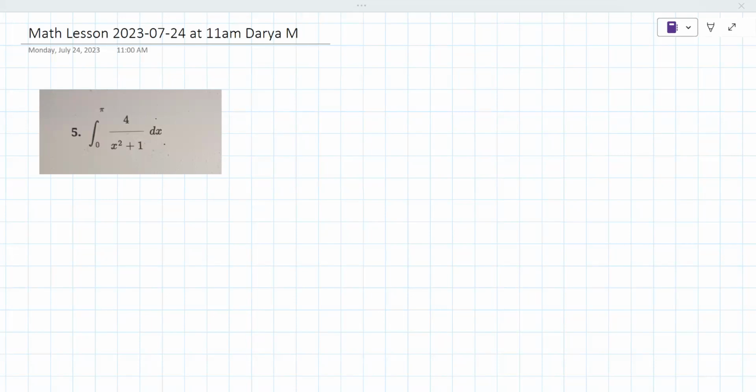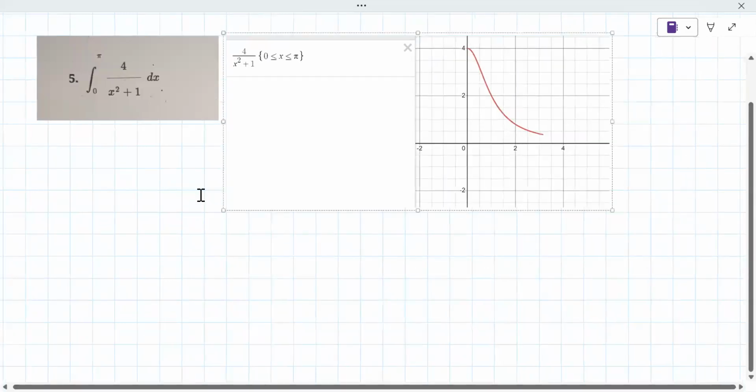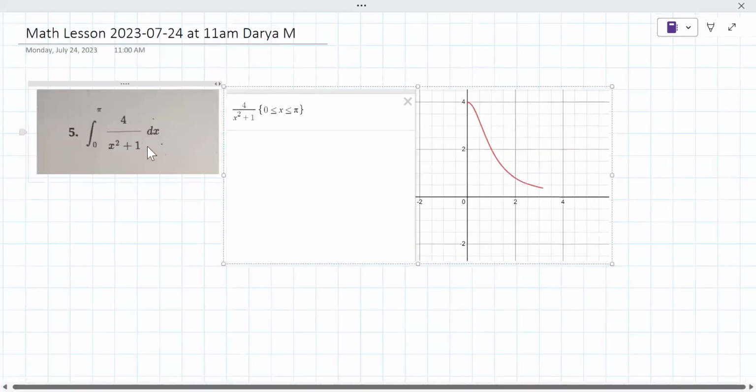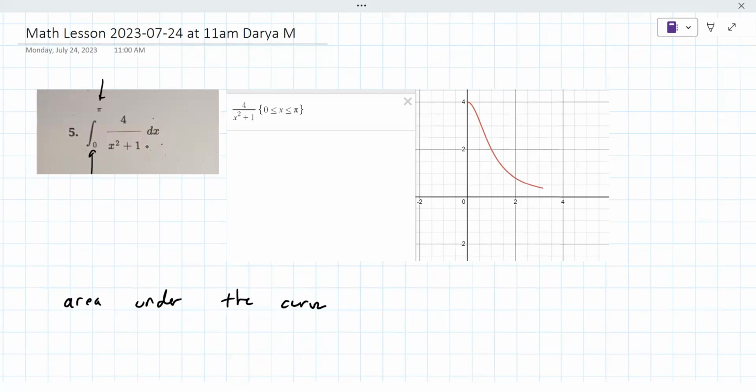I'm doing it in Desmos just so you can see what's happening here. Let me grab this. Graphically, what this means when you're finding the integral is the area under the curve to the x-axis. So it's from 0 to pi, and you just connect it. What you're doing here is finding this area under the curve.